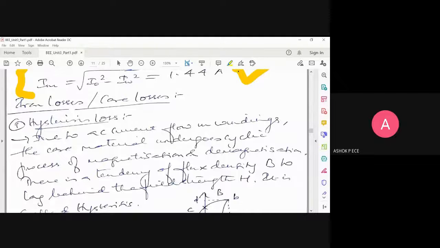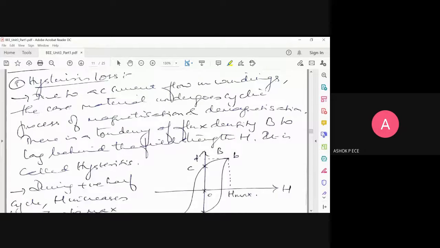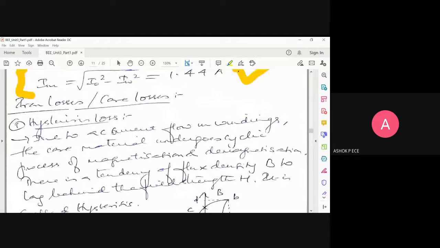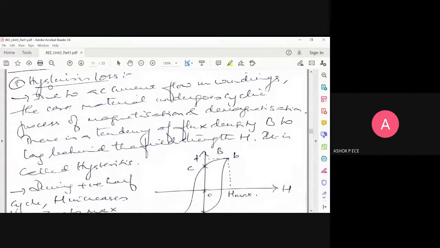That come under the name iron loss or core loss. So we have two losses coming in. One is hysteresis loss. So hysteresis loss means it is very simple.